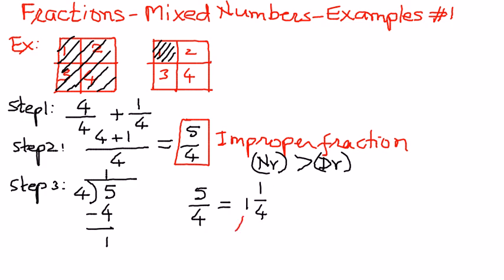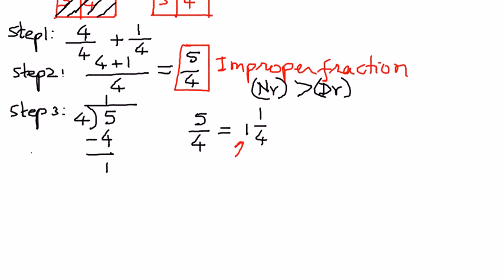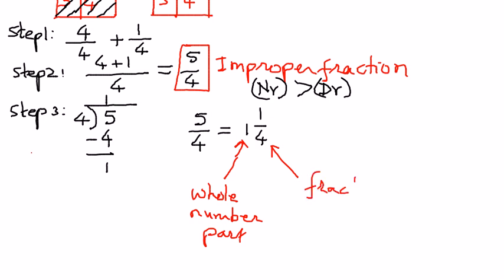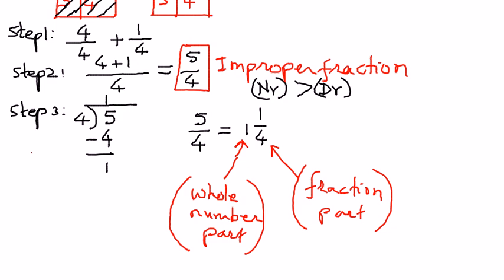The 1 here is what is called the whole number part. This is the whole number part of that mixed number. And this 1/4 is called the fraction part of the mixed number. So a mixed number is always going to have a whole number part and a fraction part. And when we combine the whole number part and the fraction part, we call it a mixed fraction or a mixed number.